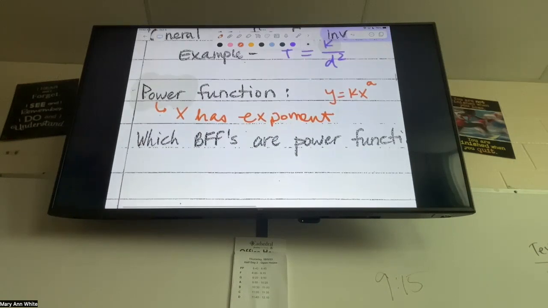We have some BFF graphs that are power functions. What ones do you remember that have exponents?